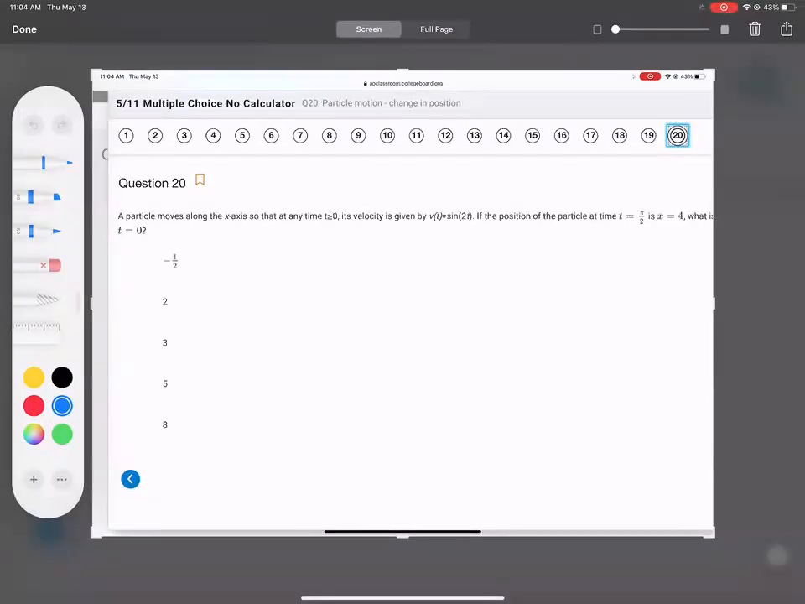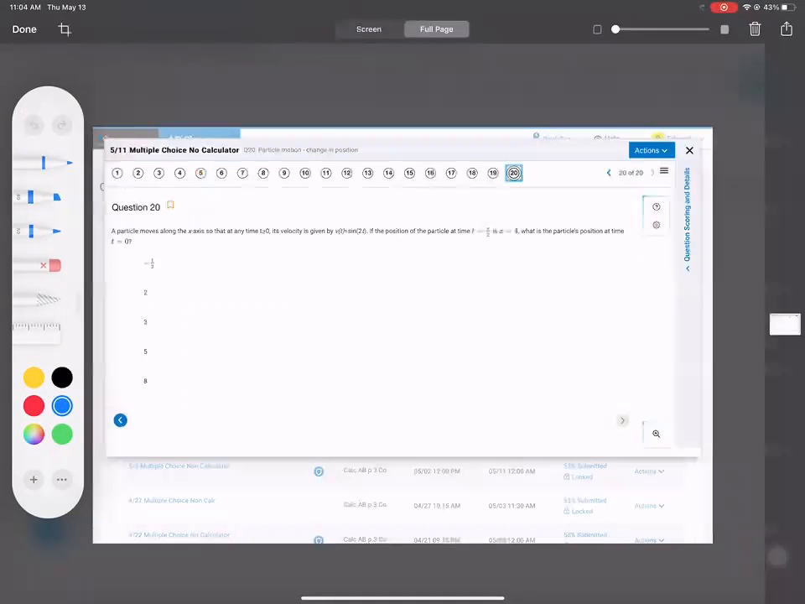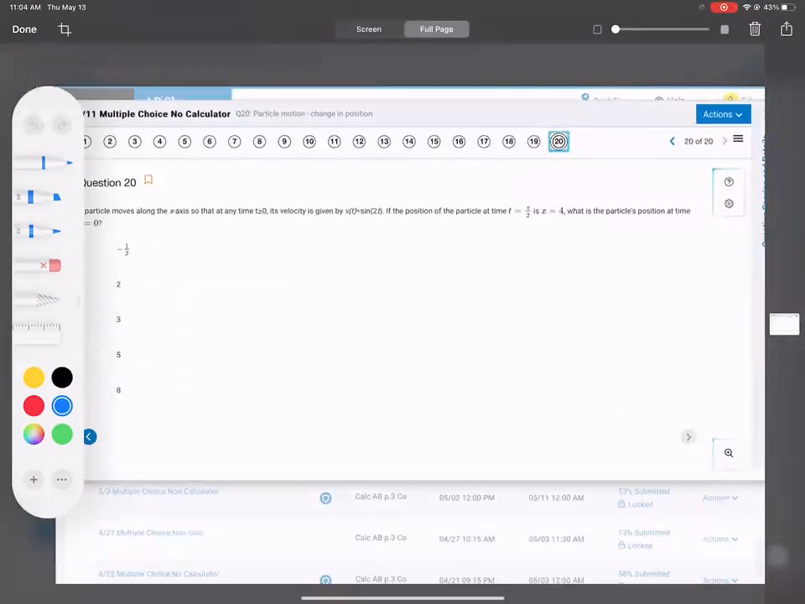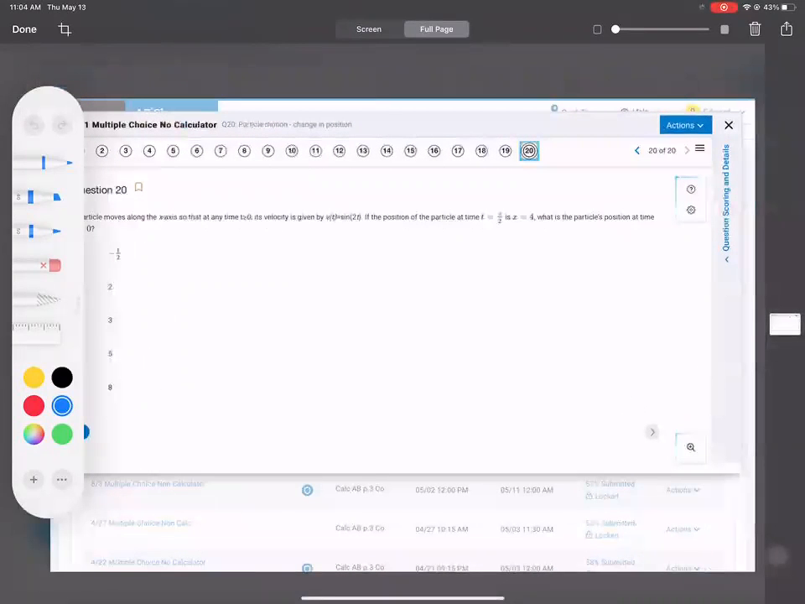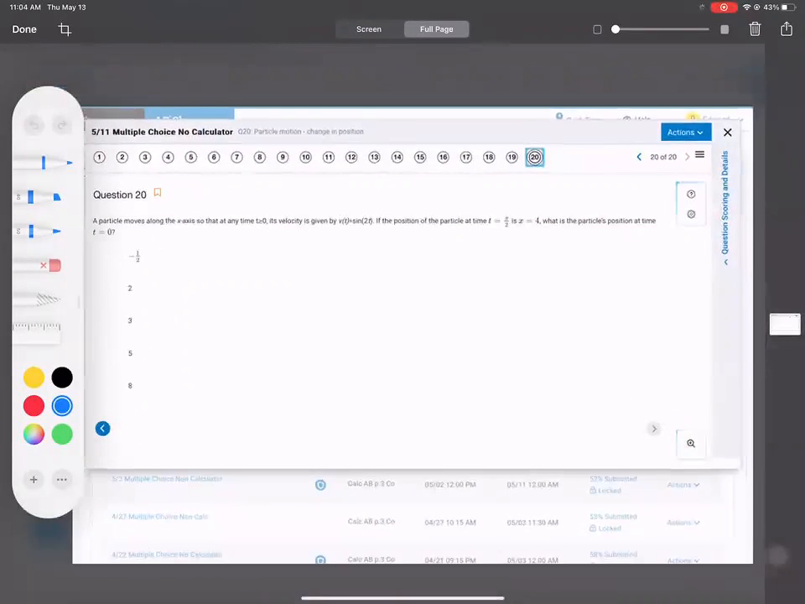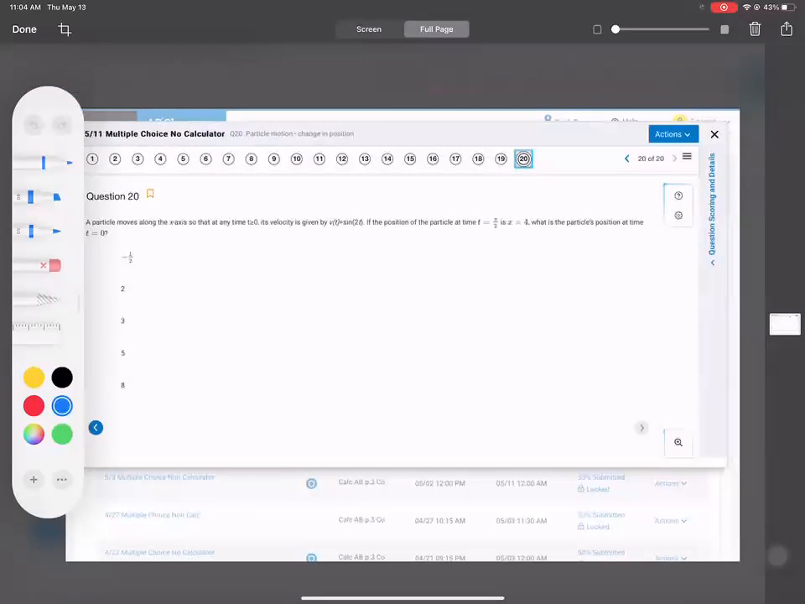Okay, let's jump to 20. The particle moves along the x-axis so that at any time t greater than 0, the velocity is given by this function. If the position of the particle at t equals pi over 2 is 4, what is the particle's position at t equals 0? Okay, so this is similar to what we did for question number 9. We have to go from velocity back to position. And then once we have the position, we can find t equals 0.